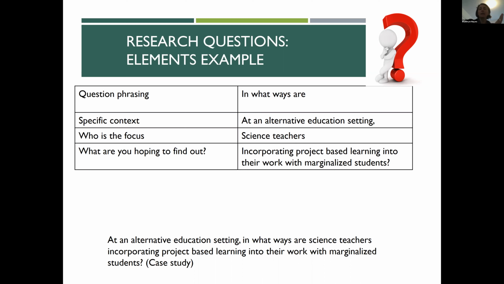So here's another potential question phrasing. Starting this question with, in what ways? How can or how does, in what ways? Those are, I really like in what ways. I think that's a really nice question phrasing for qualitative research. In this case, the specific context is an alternative education setting, and the focus is science teachers. And what we're hoping to find out is how they incorporate project-based learning into their work with marginalized students.